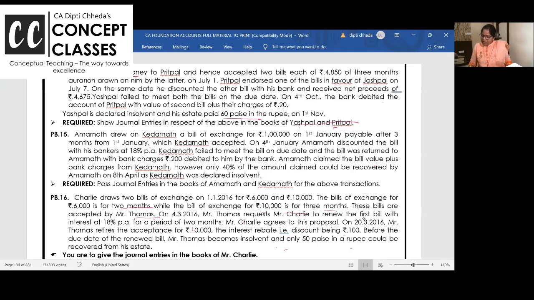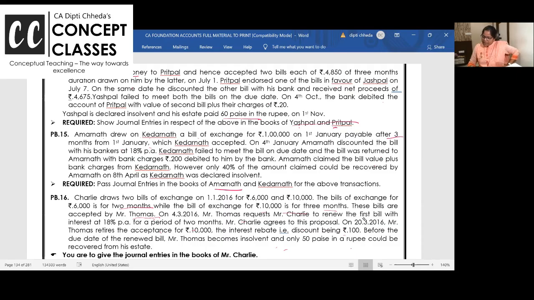See, we have drawn the bill. Amarnath drew the bill. So Amarnath की books में क्या entry रहेगी? Bills receivable to Kedarnath. Now he got it discounted at 18%. So bank account debit, discount for 3 months, 4th January से 3 months, ना, 1st January है, so bank account debit, discount account debit to bills receivable.